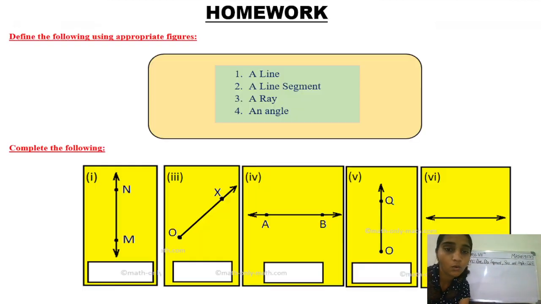Now students, it's homework time for you. You have to define the following using appropriate figures. A few of the figures you have to make. You have to name the line, the line segment, the ray, or the angle. In this worksheet you have to complete the following: what is the name of all these different line segments and rays, is it a line, is it a line segment, and so on.